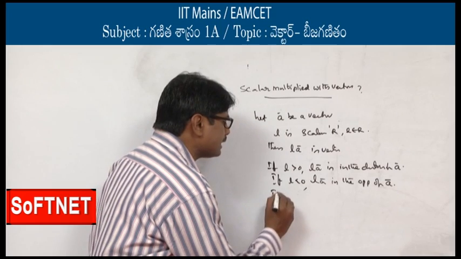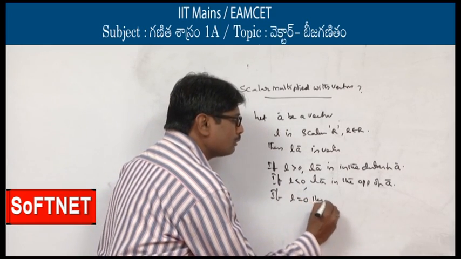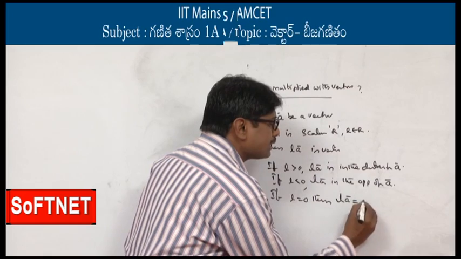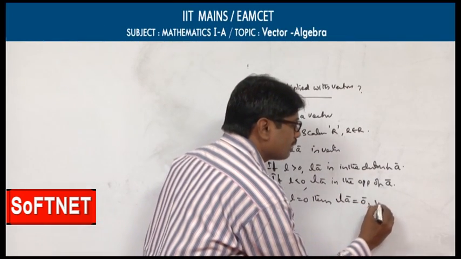If L is equal to 0, then LA bar is equal to 0 bar, a null vector.